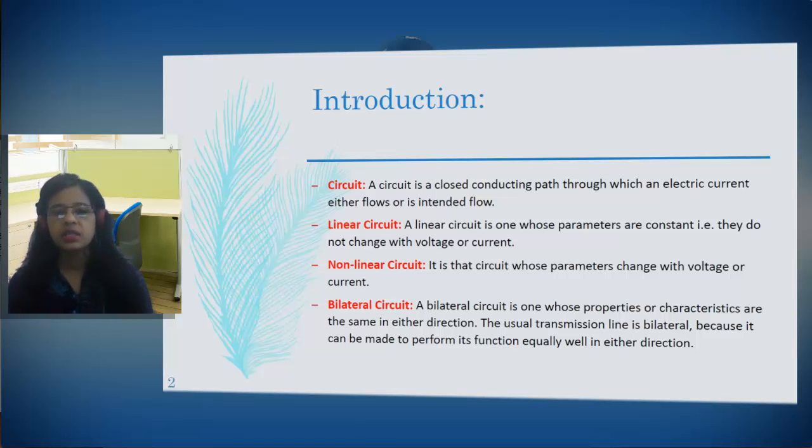It will be seen that there is no change in the property of the element when the sides of the element change. Those types of elements are known as bilateral elements. Bi means two and lateral means side. So the property remains the same in either direction. One such example I gave you is the resistor, whose property does not change with change in direction of the terminals. And the circuit consisting of bilateral elements is known as a bilateral circuit.